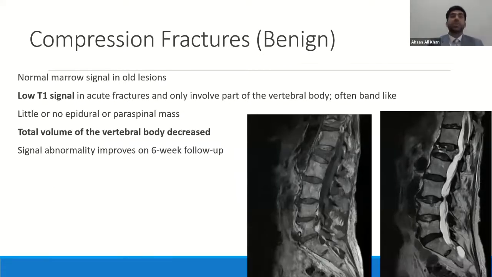Now I want to talk about compression fractures. These are not tumors, but they are directly related to tumors, right? So I think it's very important that you have an understanding of compression fractures in this talk. Compression fractures can be benign, or they can be malignant, due to some kind of metastatic disease or pathological fracture. How can we differentiate whether a patient's compression fracture is due to osteoporosis, a benign fracture, or due to some kind of malignancy? It's very important.